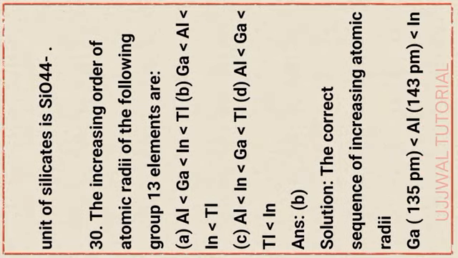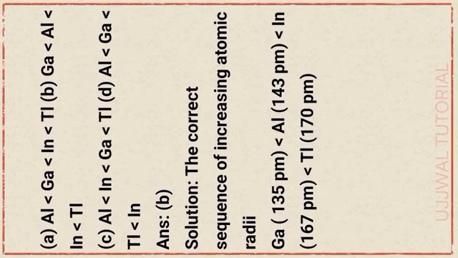Next question, question number 30. The increasing order of atomic radii of the following group 13 elements is option B. The correct sequence of increasing atomic radii is gallium with 135 pm less than aluminum with 143 pm less than indium with 167 pm less than thallium with 170 pm.